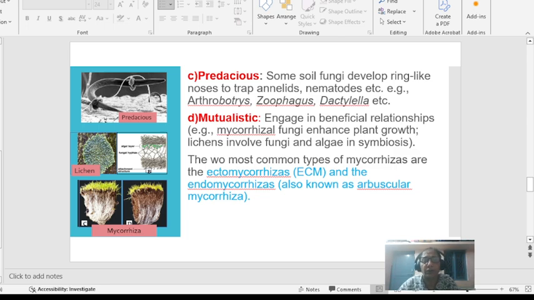The other type of nutrition is called predaceous. Some fungi develop ring-like nooses to trap annelids or nematodes, arthrobotrys, zoophagus and dactylella. The other is mutualistic nutrition, where fungi engage in beneficial relationships, like mycorrhizae, where fungi enhance plant growth, and lichens, which involve fungi and algae in symbiosis. The most common types of mycorrhiza are the ectomycorrhiza and the endomycorrhiza, where the endomycorrhiza is also known as the arbuscular mycorrhiza.